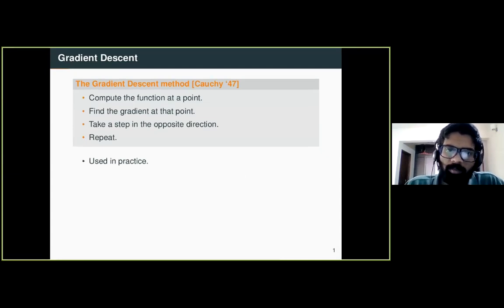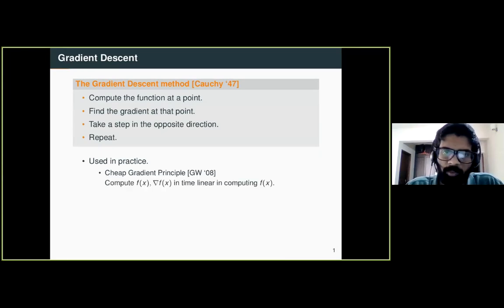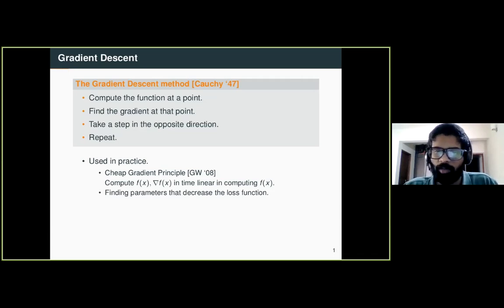And this simple algorithm is used a lot in practice. And because it's actually usable, because the gradient is actually cheap to compute according to the cheap gradient principle. It takes just the same time as it takes to compute a function, you can also compute its gradient in that same time. And it's also useful because there are many cases where you have lots of parameters, your input space is large, and you want to decrease some loss function and you need to find the correct parameters. This allows you to take like a 1D walk through this large space.